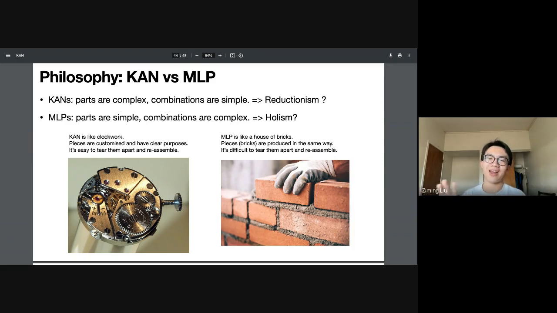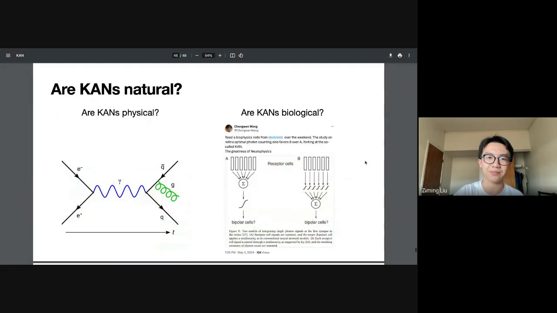Well, these are all very hand-wavy, but to me, KANs are more like reductionism, where you can easily decompose something complicated into subparts. But MLPs are more aligned with holism, where the behavior comes from the connecting pattern, from collective behavior. So it's a bit hard to decompose MLPs into different parts and try to interpret those subparts.